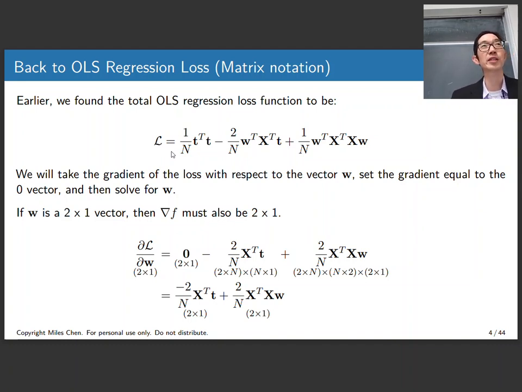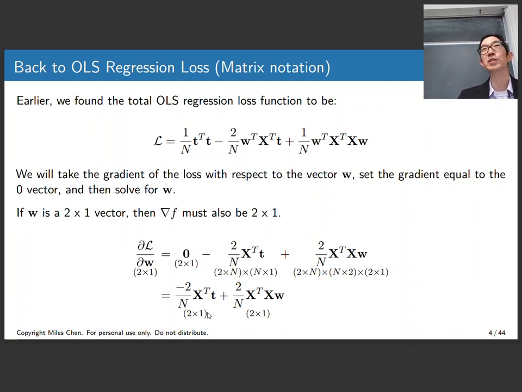The mean of the squared residuals is 1/n t^T t - 2/n w^T X^T t + 1/n w^T X^T X w. What we're going to do is take the gradient of this with respect to w. This is the result. We set the gradient equal to 0, and we want to find where the gradient equals 0.